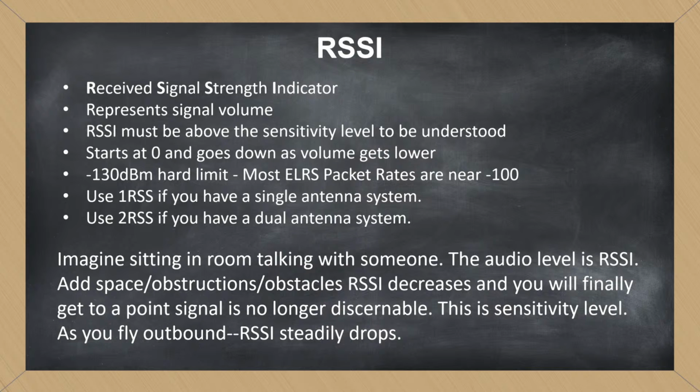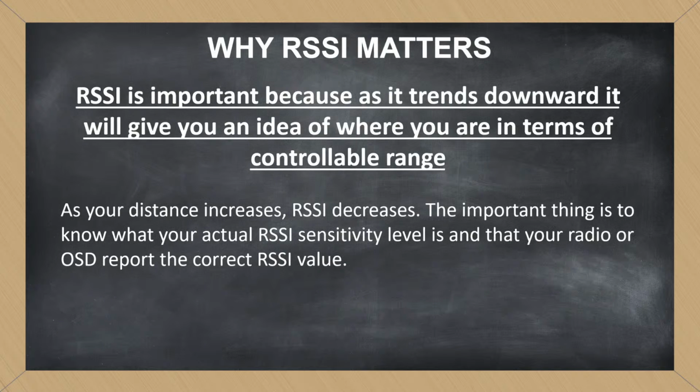Now for line of sight guys, what that means is your RSSI probably follows a circular pattern. It's going to go up, it's going to go down. It's going to go up, it's going to go down. So if you're flying at an AMA field in a pattern like that, that's what you'd expect to see. Okay. So that's RSSI. That's the basic rules of the road for RSSI. Next up is why RSSI matters.